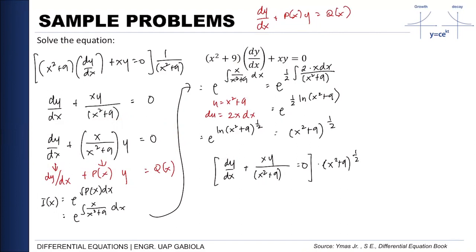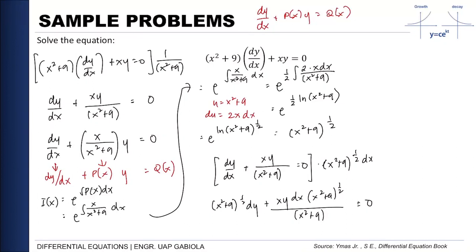Okay? So, this will be, multiply natin ng dx, no? Para ma-isolate na yung dx. So, this is x squared plus 9, 1 half dx. dx times dx, so dy na lang yung matitira. Plus x of y dx, tapos x squared plus 9, 1 half over x squared plus 9. Okay, is equals to 0. Okay. This is not 1 half yung denominator. No?